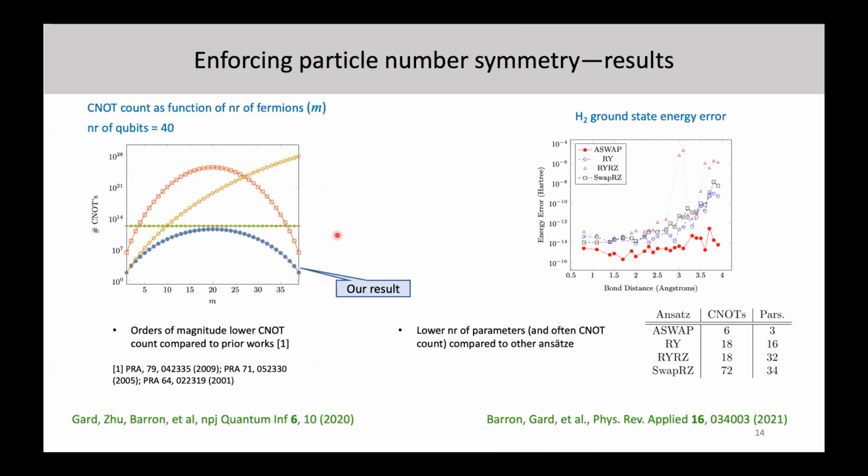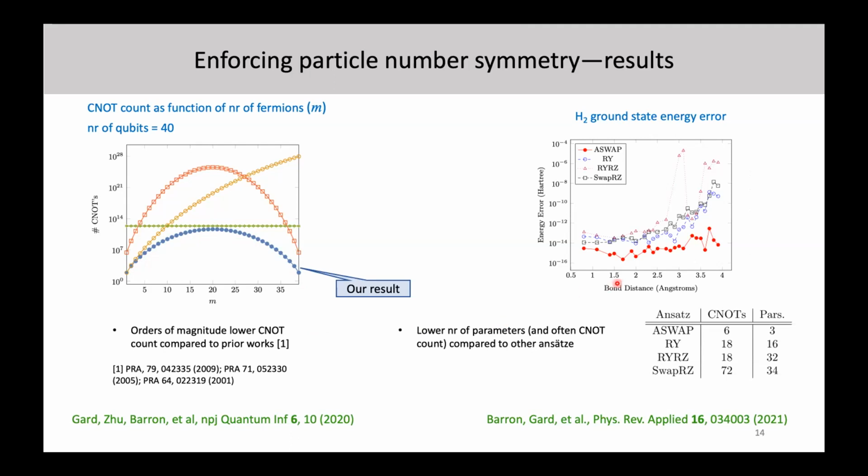So here are some results showing how this works. So this is a plot of the number of C-naughts in the resulting state preparation circuit versus the number of fermions, m. And compared to other approaches to constructing particle number preserving state preparation circuits, we seem to always do at least as well, and in most cases, orders of magnitude better. Primarily because our circuit is designed to minimize the number of optimization parameters, unlike previous approaches.